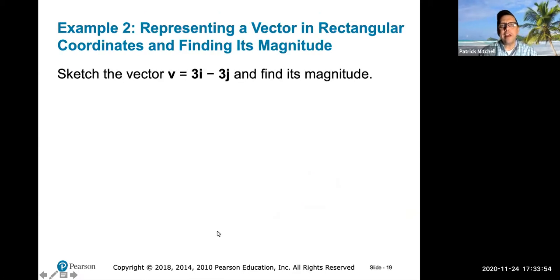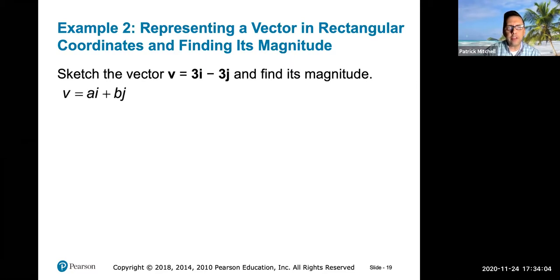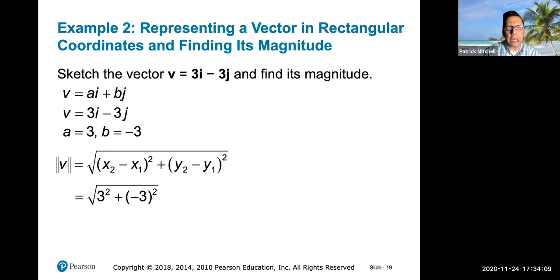All right, in this example, we'll sketch the vector v, which is 3i minus 3j, and we'll find its magnitude. So starting with the magnitude, using the formula that we just talked about. They actually could have just written square root of a squared plus b squared here. I think that would have been less confusing. All right, the square root of 3 squared plus the square of -3 comes out to the square root of 18, which simplifies to 3 square root of 2.